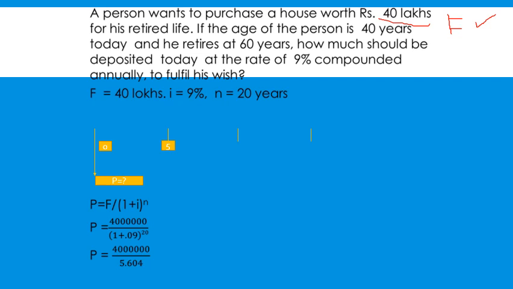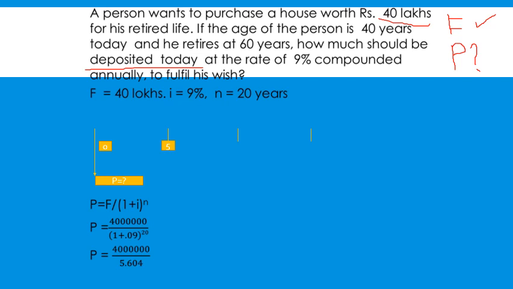So what is to be calculated? The amount to be deposited today. Whenever we deposit any amount today, that is nothing but present worth P. So P is unknown to me, F is known to me. F is 40 lakhs, rate of interest is 9% and N is equal to 20 years.